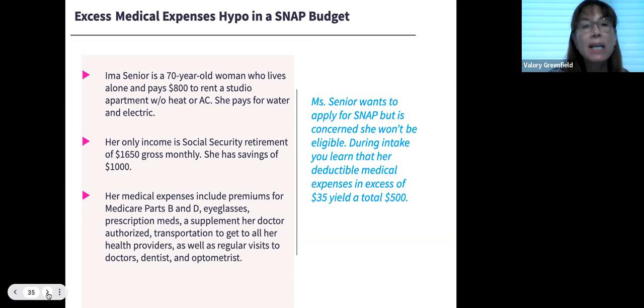Ms. Ima Senior is a 70-year-old woman who lives alone and pays $800 to rent a studio apartment without heat or air conditioning. She does pay for water and electric. Now, Cindy, we talked a little bit earlier about the basic utility allowance versus the standard utility allowance. Which one is Ms. Senior going to get?